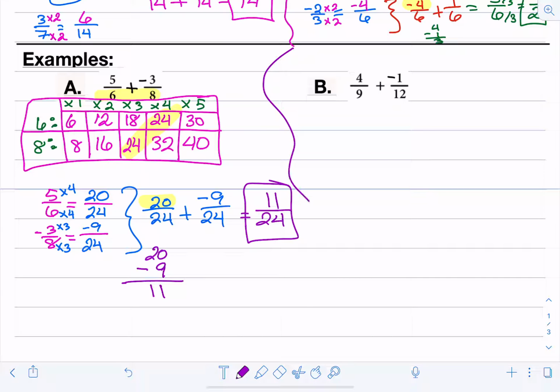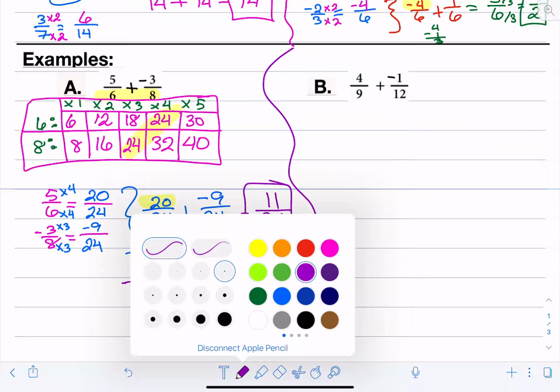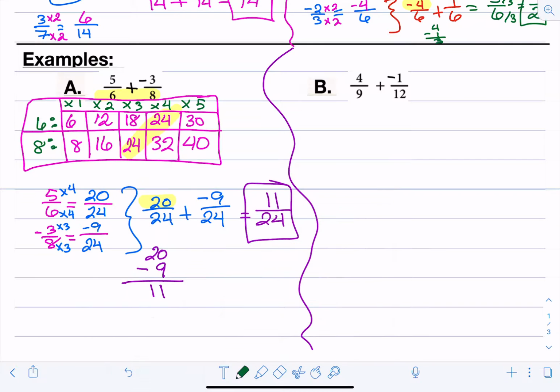Okay, let me go ahead and draw a line separating the sides. And let's move on to B. 4/9 plus 1/12. Different denominators, so we have to find our least common multiple. We're going to have our 9 and we're going to have our 12. I'm going to go ahead and make that chart again so you can easily see what I'm referring to.